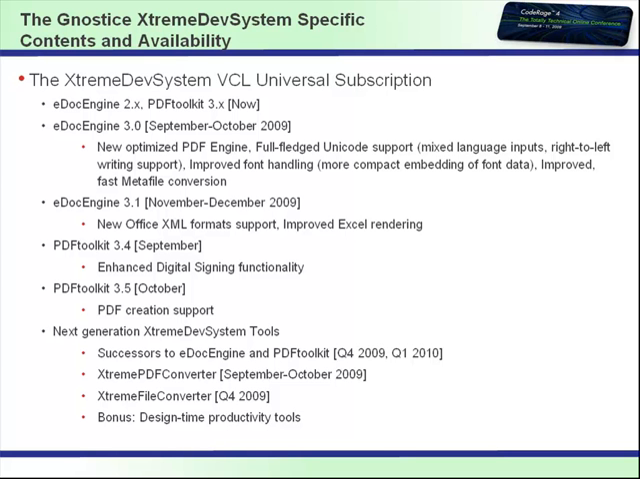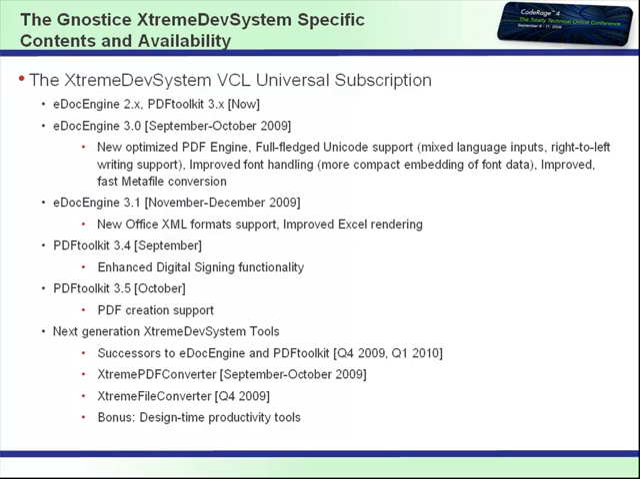Okay, so the Extreme Dev System is going to be offered as a subscription, and the one that's going to be initially available is the Extreme System VCL Universal Subscription, and that's going to include the current products, the future products that are being worked on right now, and I have some timelines for you. So eDoc Engine 3 is happening really. We're quite busy on that right here. So that's happening in September, October.